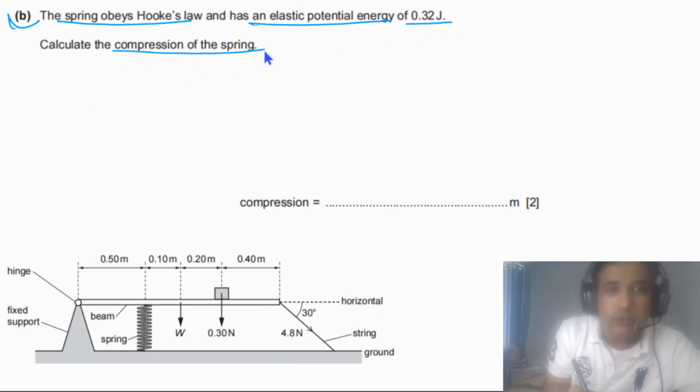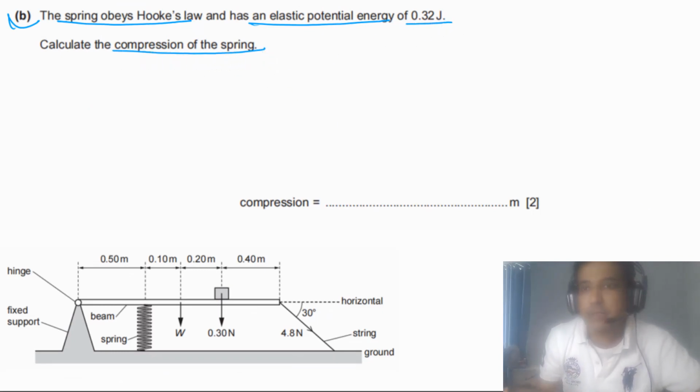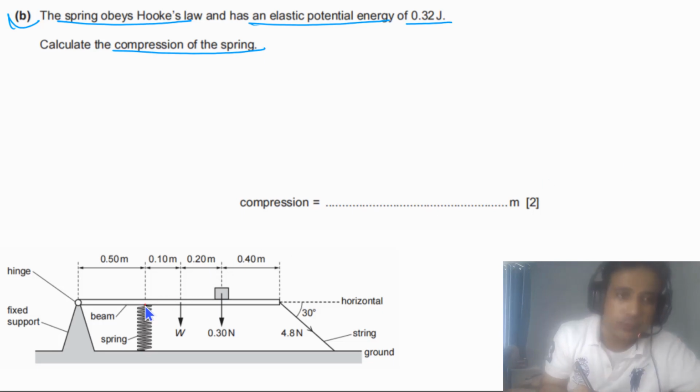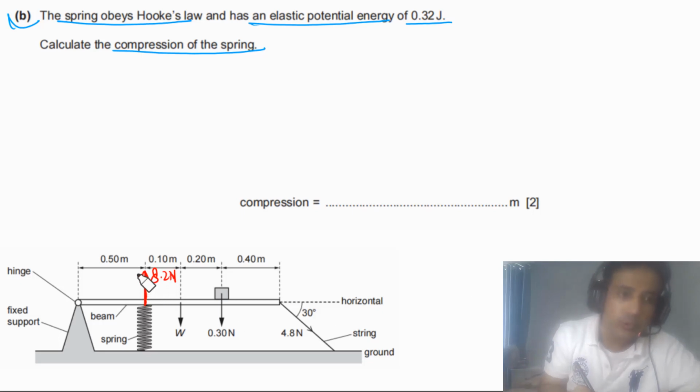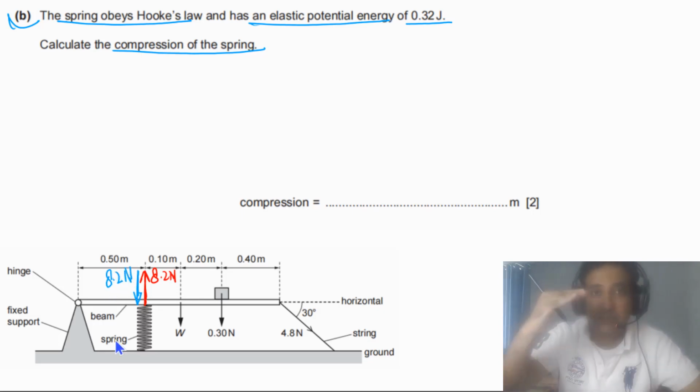Calculate the compression of the spring. For this question, it is given to us that the force applied by the spring on the beam is 8.2 newtons. So the force applied by the beam on the spring also has to be 8.2 newtons, and these two forces have to be in opposite directions because these are action and reaction forces.